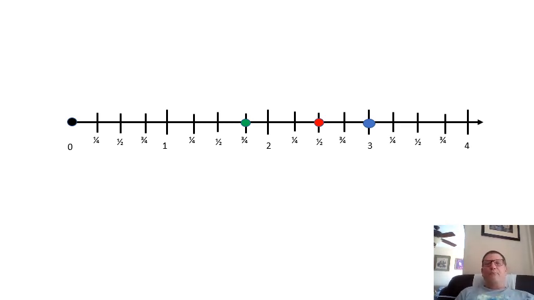Now, in here, we would be saying that the green dot is 1 3/4 units away from the x-axis, from the origin on the x-axis. The red dot would be 2.5 units away from the origin on the x-axis, and the blue dot is 3 units away from the origin on the x-axis.